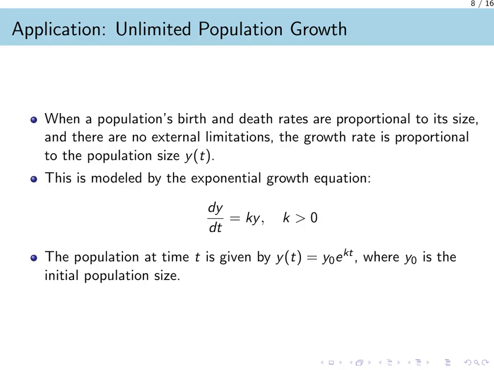This relationship is described by the differential equation dy/dt equals k times y, where the constant k is a positive number representing the growth rate. The solution gives us a formula for the population size, y of t, at any time t. It is equal to the initial population, which we call y0, multiplied by e raised to the power of the quantity k times t. For example, a yeast culture in a lab with plenty of nutrients will initially grow this way. The essential point to remember is that under these unlimited conditions, population size increases exponentially over time.